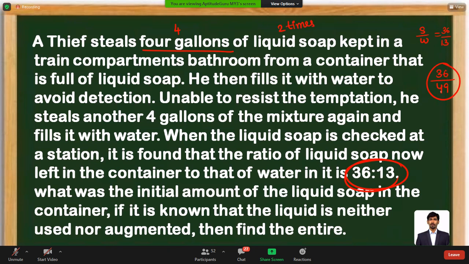Because of the 2 times, I'm writing 36 by 49. If you split it into 2 times, we can write it as 6 by 7 and 6 by 7 every time. So that means out of the 7 parts, 6 parts is leftover soap. What is the removed part? 1 part out of the 7 parts from the total. That value is given as 4. That means total will be 28. So answer is 28.